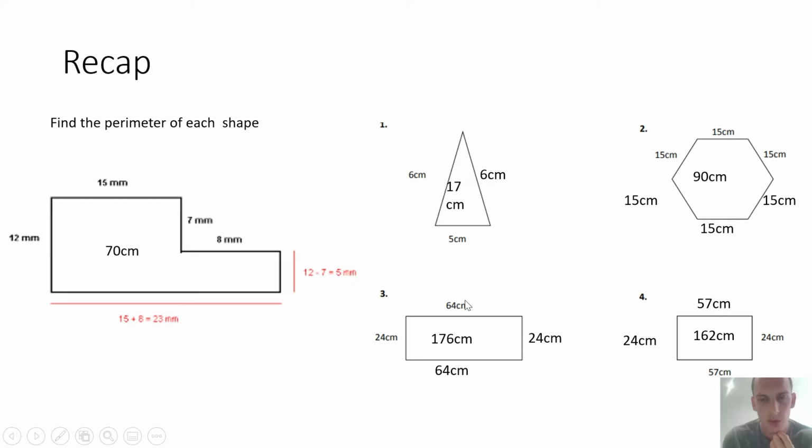And then this one, we knew this was 64, this one was 24 centimeters, but we didn't know what these 2 are. This one is the same as this one, so that will be 24 centimeters. This one's the same as this one, so this will be 64. And again, you've just got to add them up.